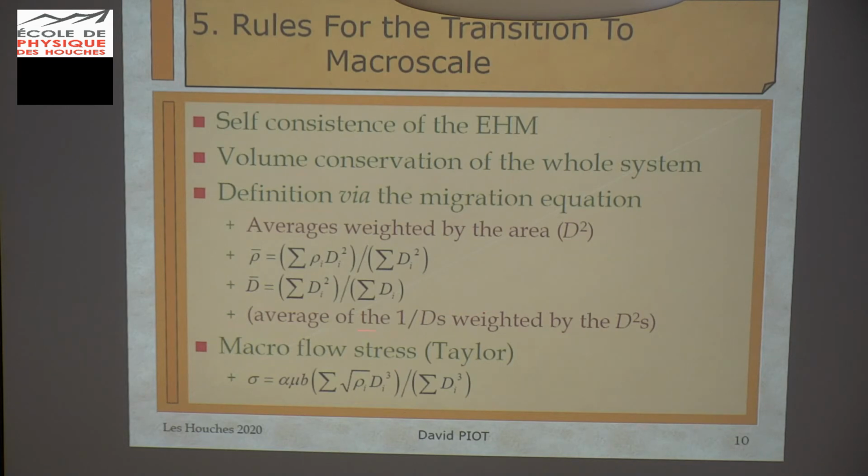And for the estimation of the macroscopic flow stress, as we have made the Taylor hypothesis, it is simply a volume-fraction-weighted average of the local flow stress, which is assumed to be proportional to the square root of rho. So the flow stress is obtained directly from the average of the square root of rho weighted by d to the power 3.